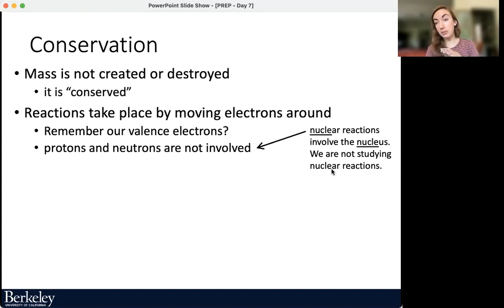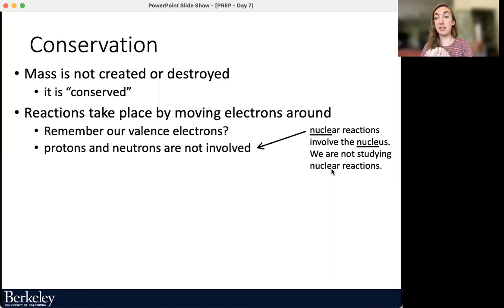Nuclear reactions involve the nucleus. If you're interested in nuclear engineering, that's a whole field you can study, and you might talk about nuclear reactions at some point later in your chemistry class. But for now, we're not talking about nuclear reactions. It will be very clear at whatever point you start studying them; there will be a very clear transition. So unless you are in the middle of a unit where that's actively what you're studying, it is a safe assumption that the nucleus is not involved.